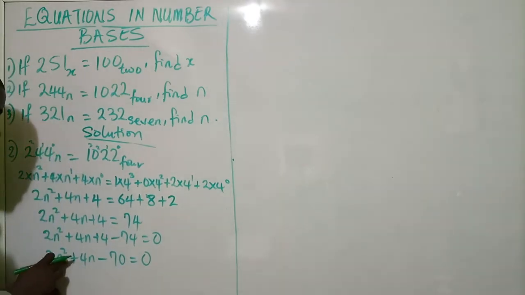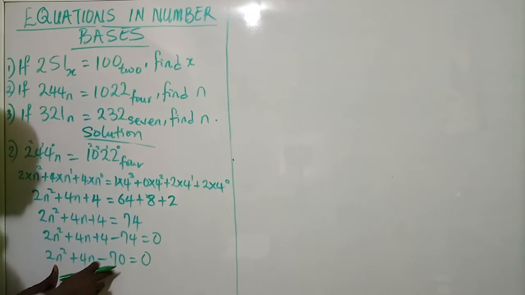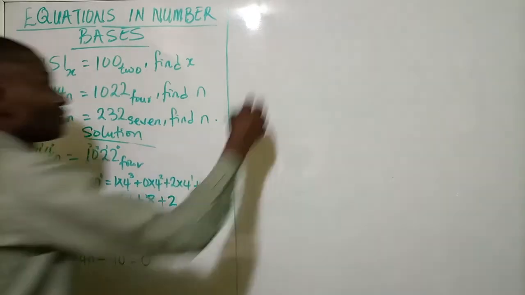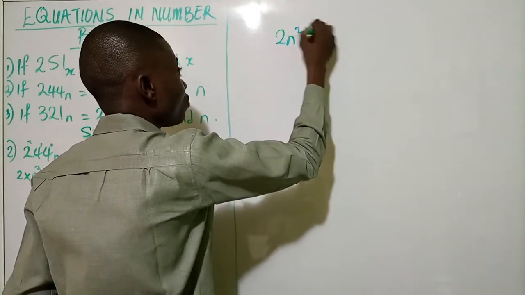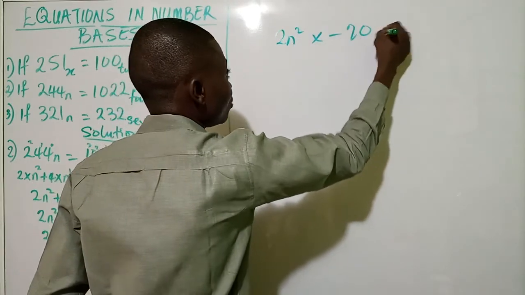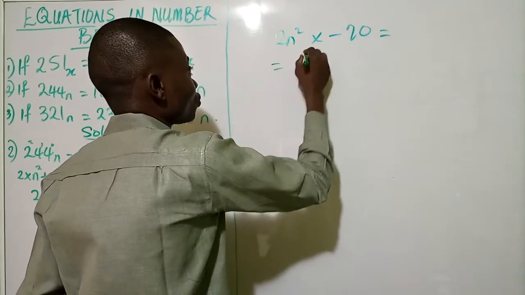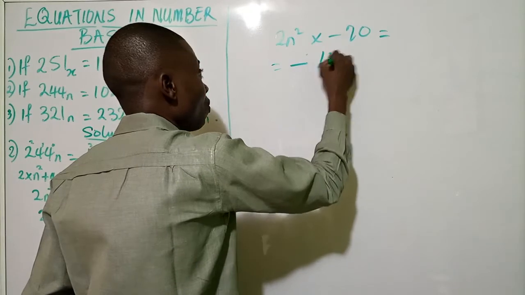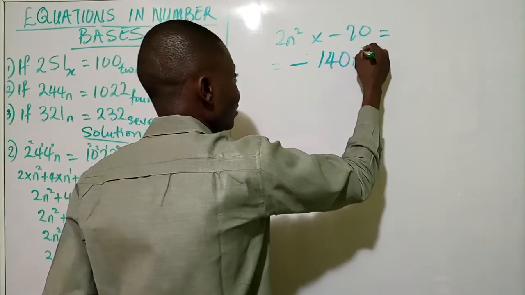That means 2n squared times minus 70. This will give us what? This equals to what? Minus 140n squared.